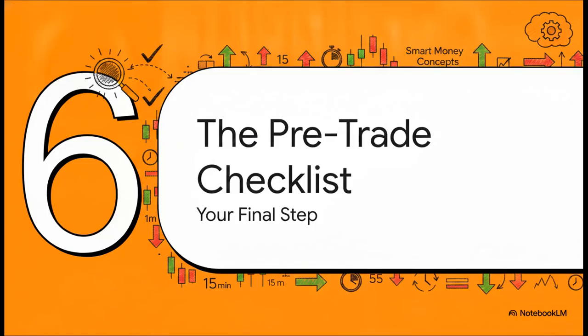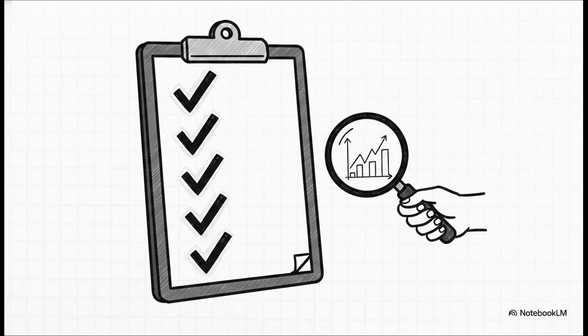Section 6. The pre-trade checklist. Your final step. All right. This is the ultimate pre-flight checklist. Before you ever even think about clicking buy or sell, you must interrogate your own setup. Ask yourself, have I clearly identified the 15-minute trend? Have I actually waited for a break of structure or change of character on the 5-minute chart? Am I reacting off a properly marked order block or fair value gap? Has a liquidity sweep happened yet? Does the trading volume actually confirm this move? Am I risking exactly 1%? And finally, is the risk-to-reward ratio at least 1 to 1.5?